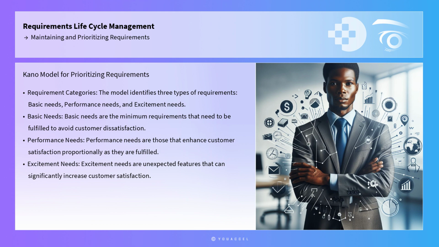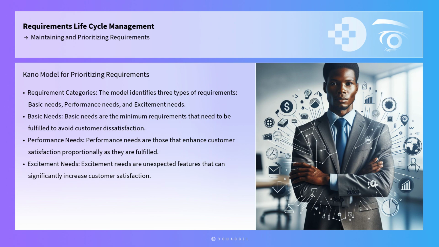Another practical framework for maintaining and prioritizing requirements is the Kano model, which categorizes requirements based on customer satisfaction. The model identifies 3 types of requirements: basic needs, performance needs, and excitement needs. Basic needs are the minimum requirements that need to be fulfilled to avoid customer dissatisfaction. Performance needs are those that enhance customer satisfaction proportionally as they are fulfilled. Excitement needs are unexpected features that can significantly increase customer satisfaction.